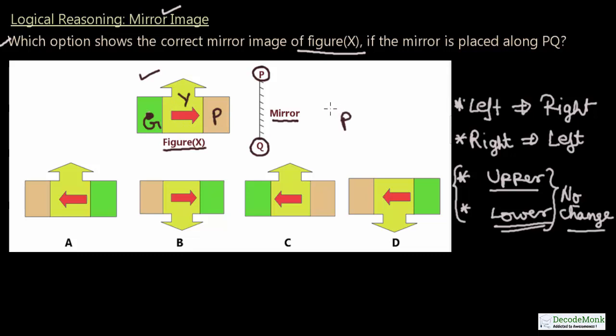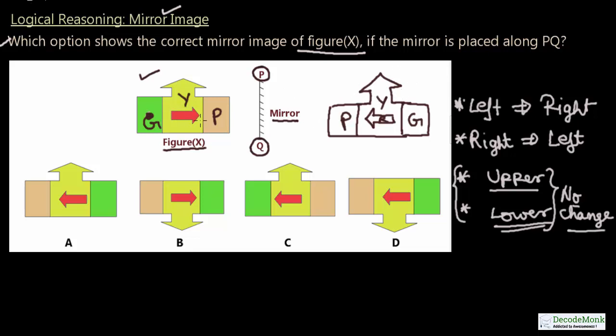Let us try to figure out the figure. So this pink comes to the left hand side, this green goes to the right hand side, and this arrow which is pointing right side, this will point to left side, and the arrow which is pointing upwards will point upwards only. There is no change. So you see, this is the red color arrow, this center portion will remain yellow. So you see that the only thing you have to remember is that left becomes right.